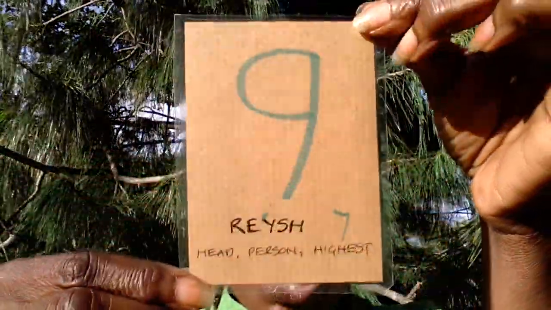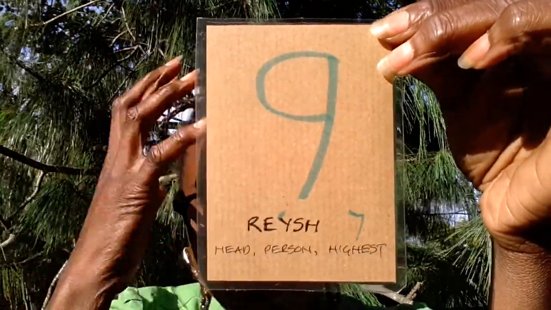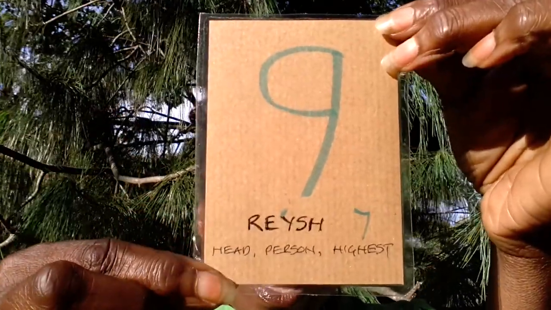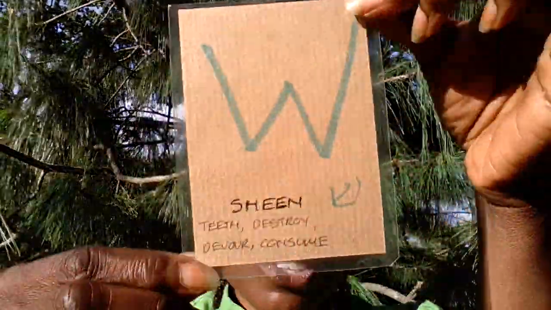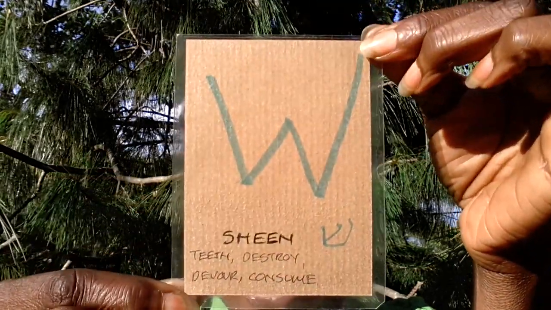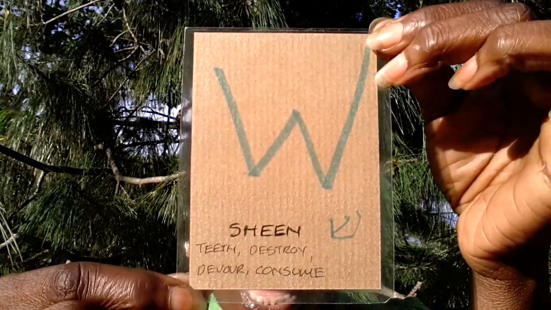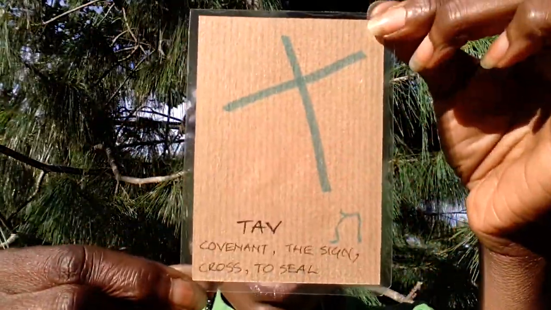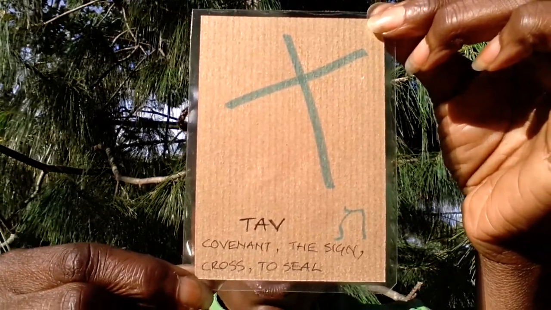And then you have reish, which is the head, not front or back, but like the head, the top. So head, people, highest. I like the word person, the highest. And then you have sheen, which is like teeth, and it means teeth, destroy, devour, and consume. And then the last one is tav, which is the sign. It's a covenant, the sign, cross, or to seal.